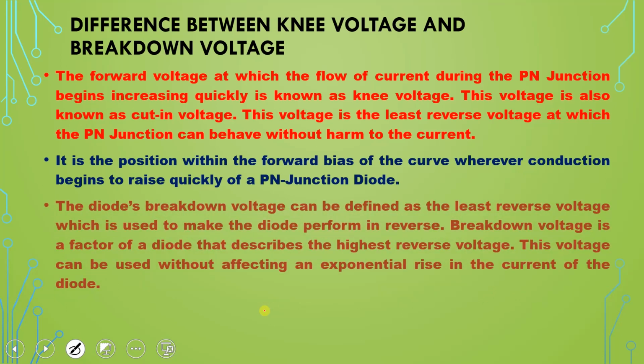Then the diode's breakdown voltage can be defined as the least reverse voltage which makes the diode perform in reverse. Breakdown voltage is a factor of a diode that describes the highest reverse voltage that can be used without causing an exponential rise in the current of the diode. That means when the reverse voltage increases, a point is reached when abrupt current starts flowing.